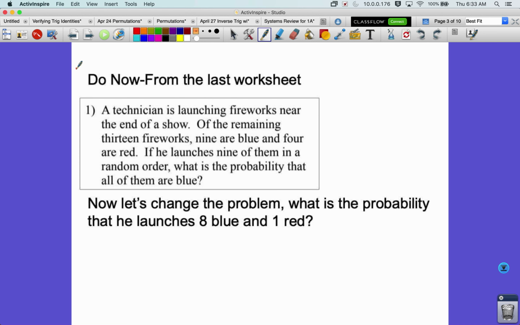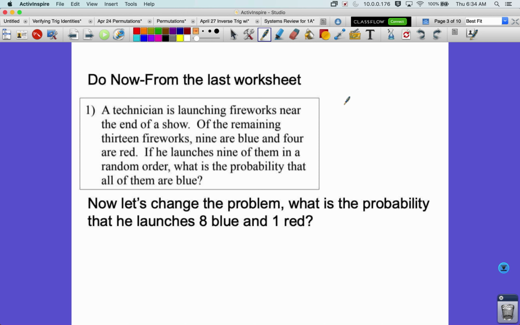So on the last worksheet, there was this question. A technician is launching fireworks near the end of a show. Of the remaining 13 fireworks, 9 are blue and 4 are red. If he launches 9 of them in a random order, what is the probability that all of them are blue?